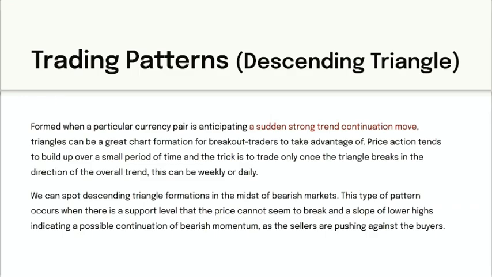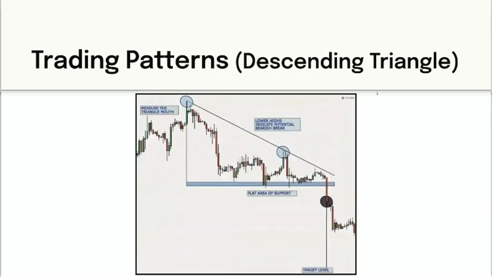Okay, so descending triangle, what it basically is, it basically represents bearish pressure in the market. It represents strong bearish pressure. Okay, so let me teach you guys how to actually spot the descending triangle. Okay, descending triangle basically has three different things to spot. Okay, so number one would be when there are lower highs.